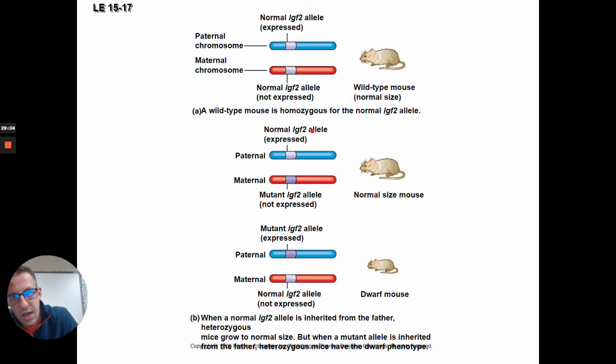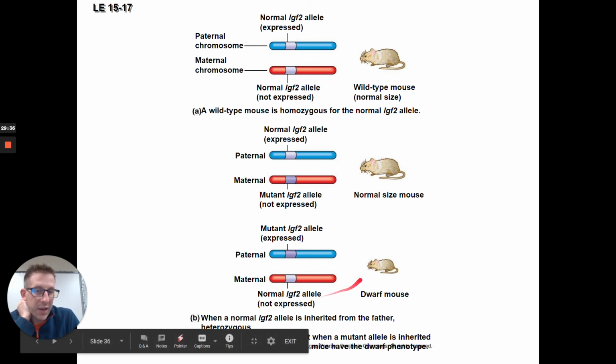Okay. Now, you've noticed probably that this diagram has some stuff that I have yet to talk about. It's got the words here expressed and not expressed. Expressed and not expressed. So what that means is that the paternal chromosome, the chromosome that he got from his dad, the version that he got from his dad, is always going to be expressed, regardless of what's in mom's version. Okay? And so that manifests now as we look at the final example.